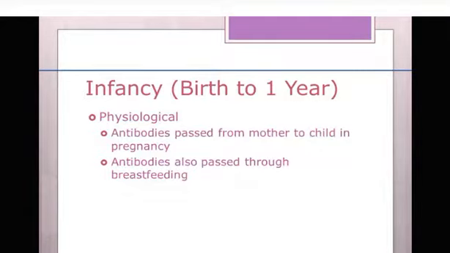Antibodies are passed from mother to child in pregnancy, so they're born with a fairly high immune system, and they keep that for a few weeks. If they're breastfeeding babies, they'll keep it a little bit longer because those antibodies continue to be passed through. Then they're going to reach a time when those antibodies take a dip, and that's when they become at risk for things like RSV and viruses like that.